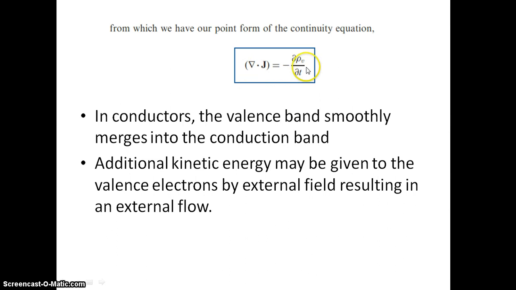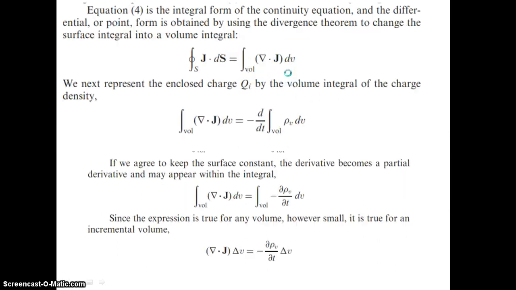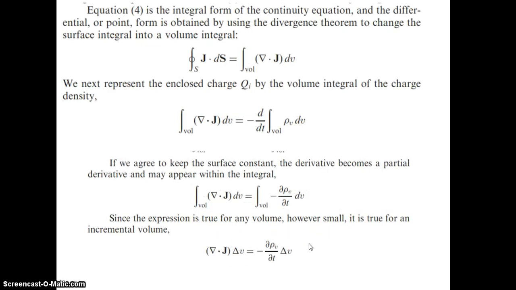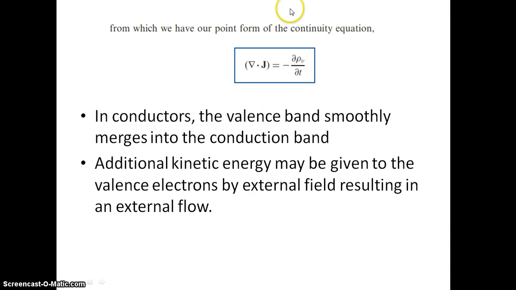This is called the point form of the continuity equation: del dot J equals minus dou rho v by dou t, whereas the integral form is I equals the surface integral of J dot ds equals minus dQi by dt. So we have the point form and the integral form of the continuity equation. We have discussed what current is, what convection current and convection current density are, that the unit of current density is ampere per square meter, and then the continuity equation.